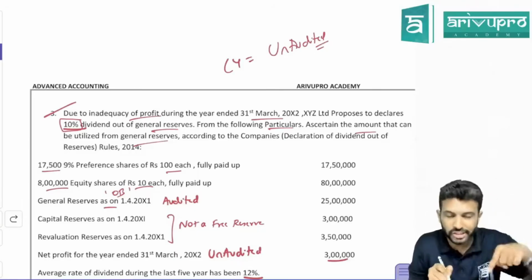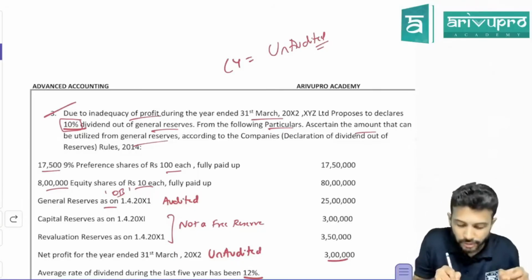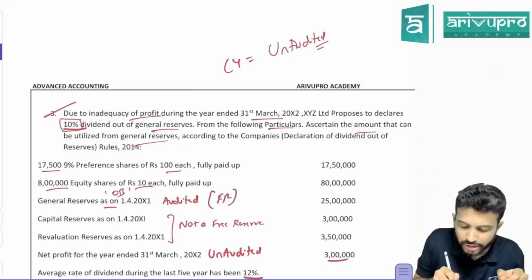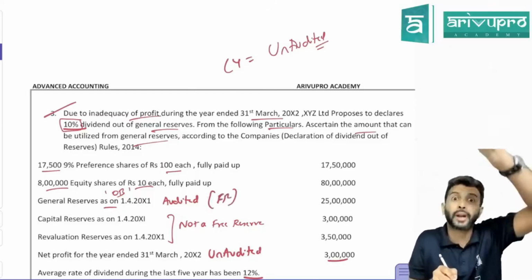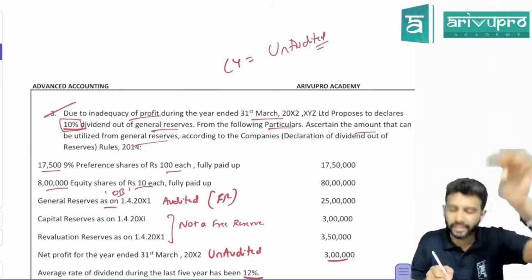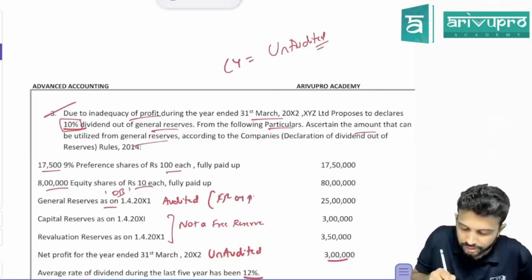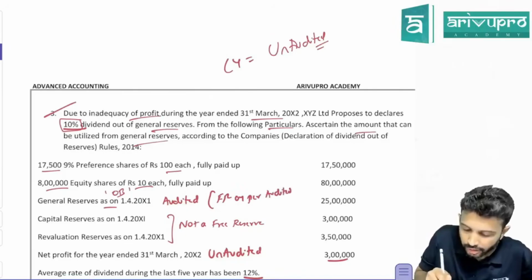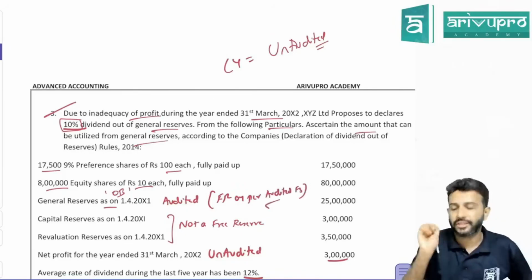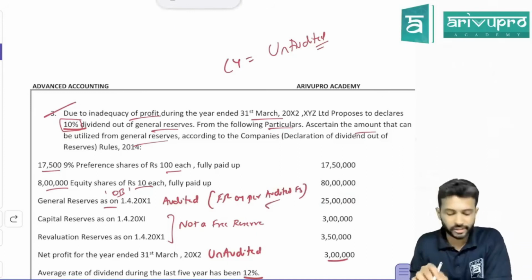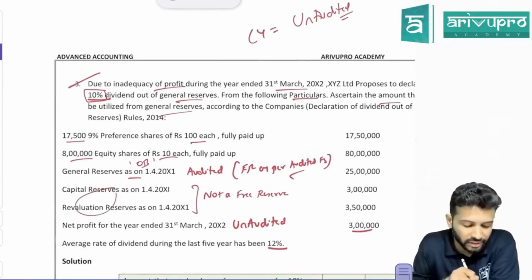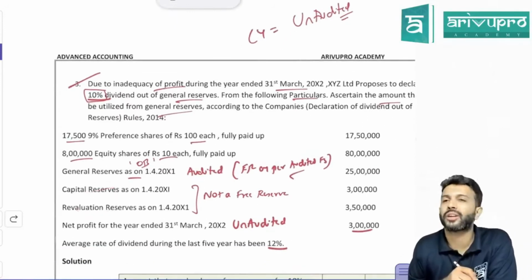That's the reason. So is the general reserve an audited number? Yes. First of all, is it a free reserve? Because the condition talks about free reserve. Is it a free reserve as per audited financial statement? Yes. Maybe we'll write like this. Is it a free reserve as per audited financial statement? Yes. So how much is that? 25 lakhs. Capital reserve. Is capital reserve and revaluation reserve a free reserve or not a free reserve?